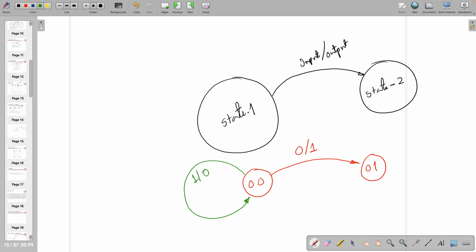The green part. Can you read this, Vedant? So what is the present state here? Present state is 0 0, next state is same 0 0 if input x is 1 and at the same time output equals 0, right? You can read this, right?